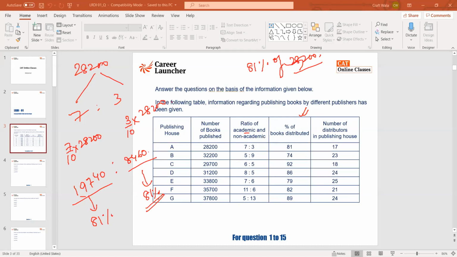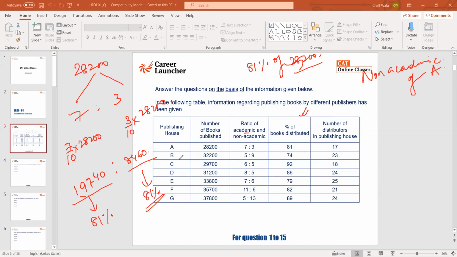Next, number of distributors for that publishing house. So number of distributors for the first publishing house is 17. That means 28,200 books are distributed by 17 distributors, right? Sorry, 17 distributors for publishing house A. So if the question is asked what is the number of non-academic books, how many non-academic books of publishing house A will one distributor get?